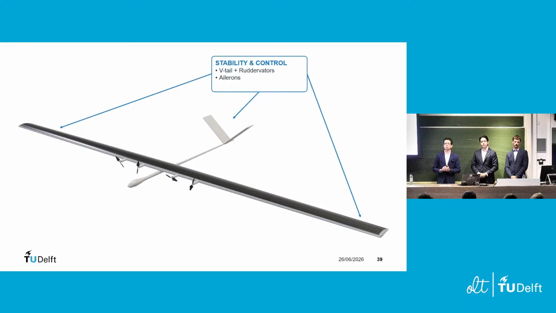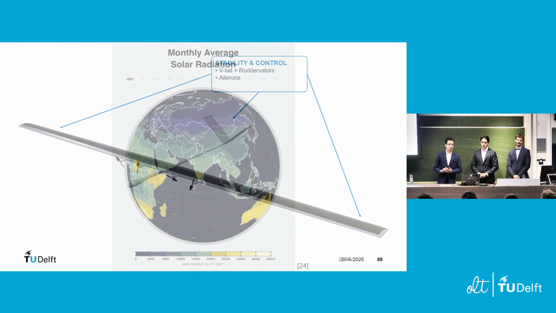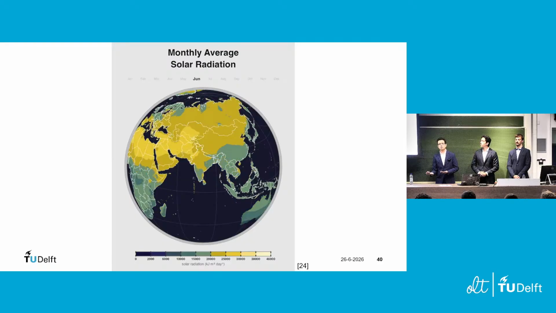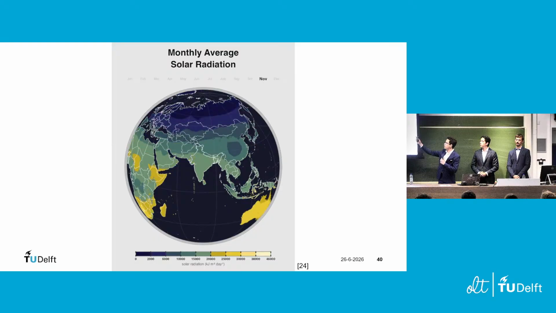Now that you got to know our design, I would like to tell you more about the operations of this aircraft, because surely you might be wondering where can we actually operate, considering that solar power is not available everywhere at the same time. Indeed, solar power is the main constraint of the operations of this aircraft, because of course during the summer, for example in Europe, we have lots of solar power. During the winter, not so much, and this varies depending on where on planet Earth we are.